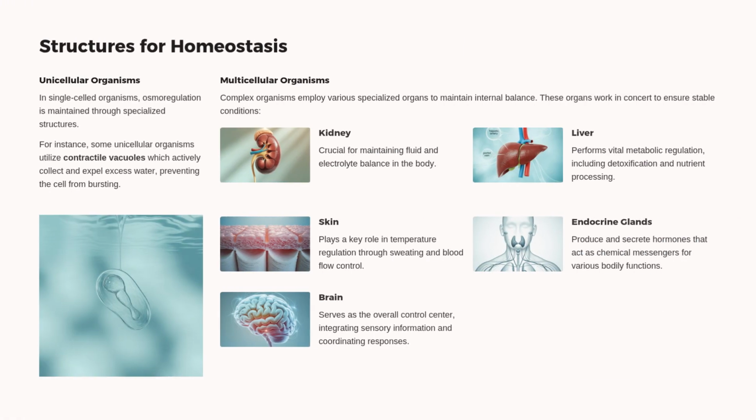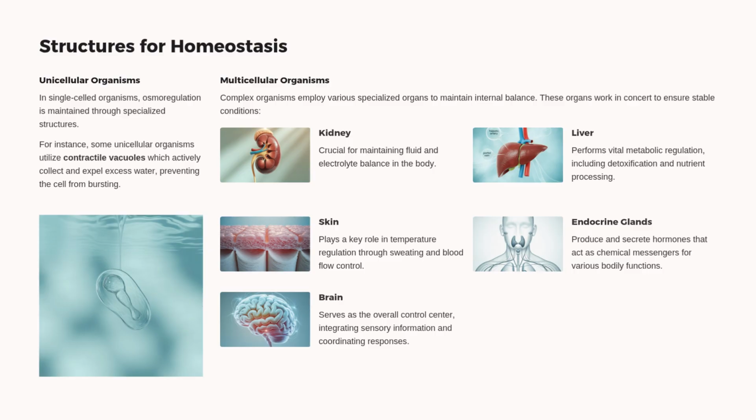Structures for homeostasis. Unicellular organisms. In single-celled organisms, osmoregulation is maintained through specialized structures. For instance, some unicellular organisms utilize contractile vacuoles, which actively collect and expel excess water, preventing the cell from bursting. Multicellular organisms. Complex organisms employ various specialized organs to maintain internal balance. These organs work in concert to ensure stable conditions.